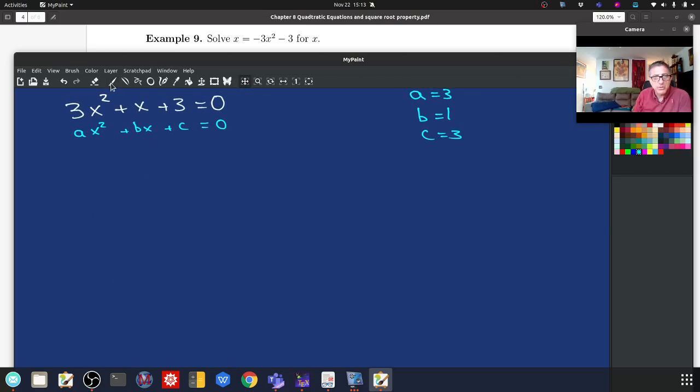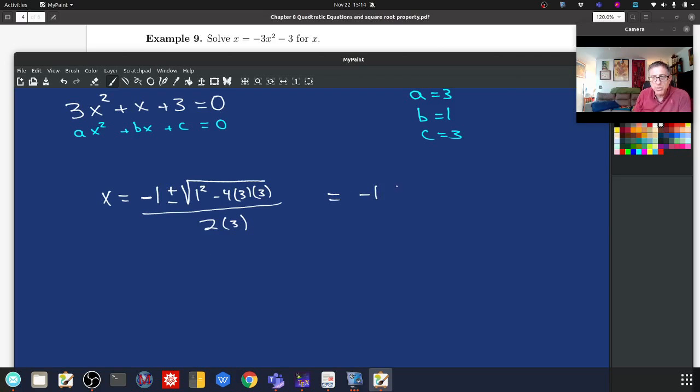So now let's use the quadratic formula. So x is equal to minus b. b is 1, so it's minus 1 plus or minus, here comes the square root part, b squared, that's 1 squared, minus 4 times a, which is 3, times c, which is 3. All of this is going to be over 2 times a, which is 3. So let's go ahead with this.